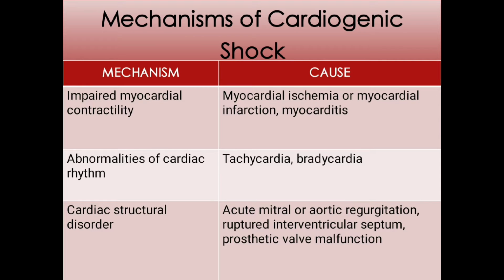Coming on to mechanism of cardiogenic shock, for causes such as myocardial ischemia, myocardial infarction, and myocarditis, there is impaired myocardial contractility. As a result, there is decrease in the cardiac output. For causes such as tachycardia and bradycardia, there are abnormalities in the cardiac rhythm. And for acute mitral and aortic regurgitation, ruptured interventricular septum, prosthetic valve malfunction, there is cardiac structural disorder. As a result, there is intermixing of blood in various chambers and impaired myocardial contraction and blood flow. As a result, there is cardiogenic shock.